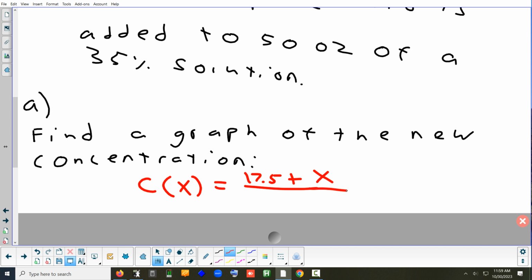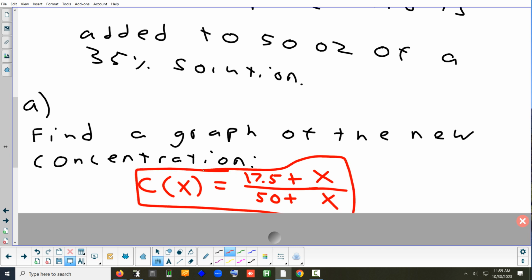So that's how much liquid you started with. You started with 50. And how much liquid are you adding? X. You're adding X. So that is a formula for the concentration. That'll give you the concentration as a decimal. In other words, it'll be between 0 and 1, which represents between 0 and 100%. All right, let's graph it.